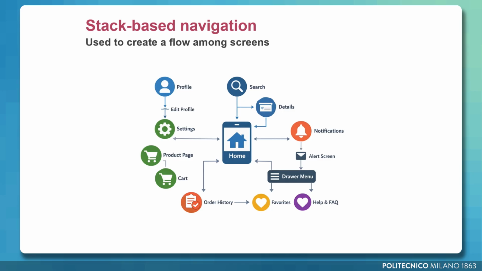The first pattern is the so-called stack-based navigation, which is used to create a flow between different screens or pages. It is called stack-based because, as we will see shortly, there is a stack working behind the scenes. Screens are placed one on top of another. The idea is to create a sequence of screens that guides the user through the various steps of a process within the application. A typical example is a checkout flow in an e-commerce app, where the user moves from the cart to the shipping details, then to payment, and finally to confirmation.